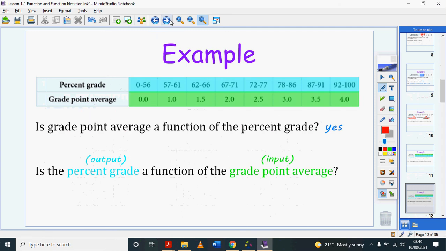What about the second part? If percent grade is the output and GPA is the input, right? Because the second question has been switched. GPA is now the input. Are you able to input one number and get 56 different numbers? You guys guessed it, right? No, so that's not a function.